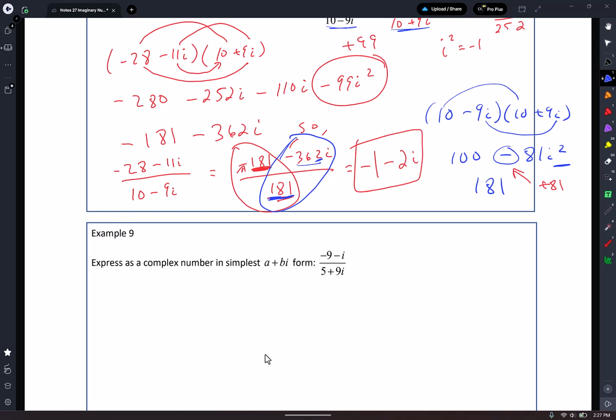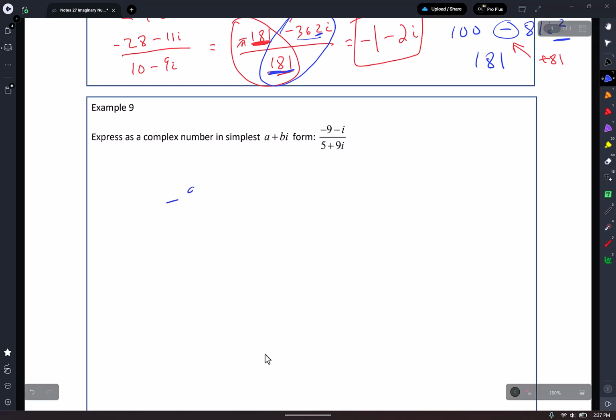But it's 181. So add another 2. How do we feel, guys? All right, same thing with this: 9 minus i over 5 plus 9i. Maybe we should have started with this one because the numbers look easier.